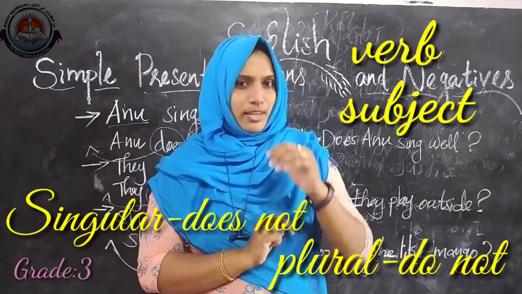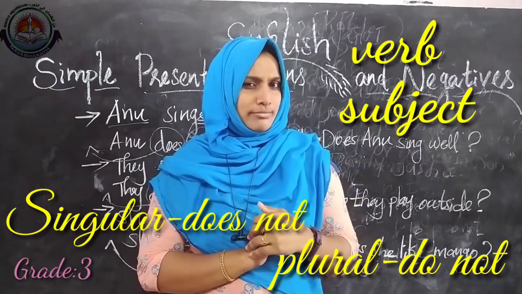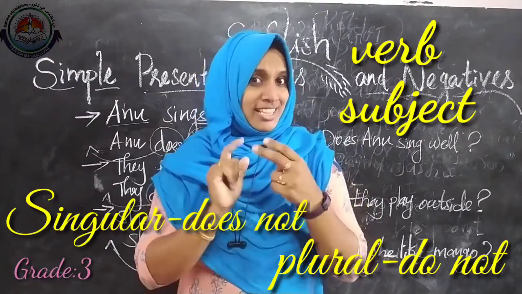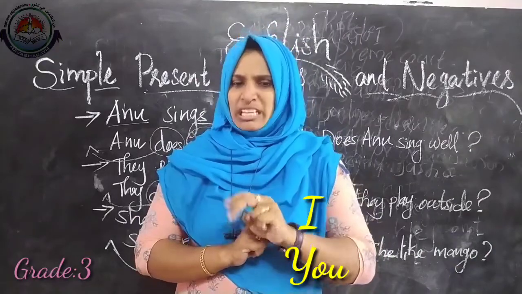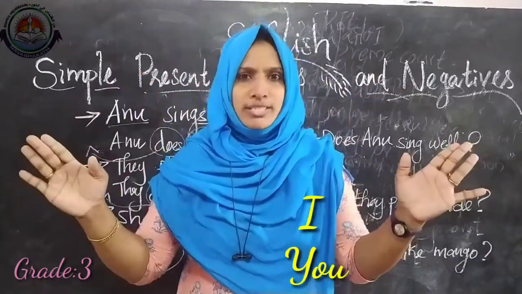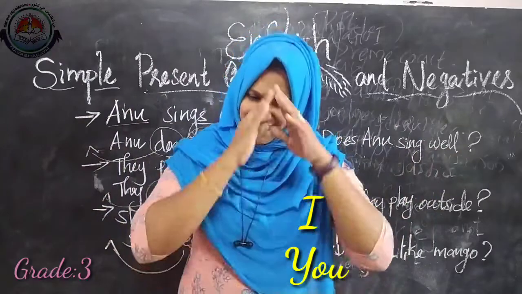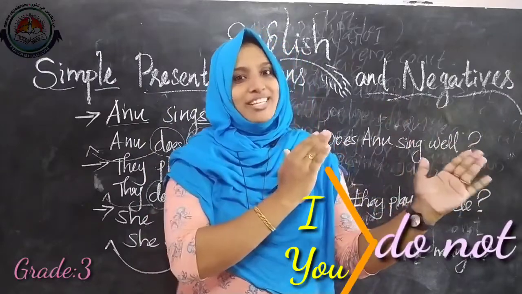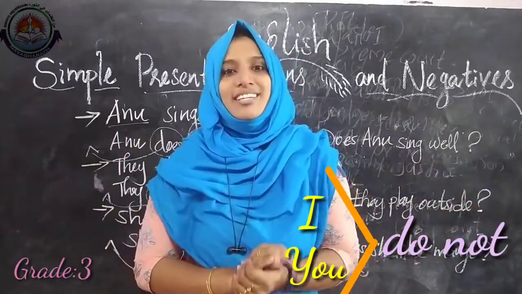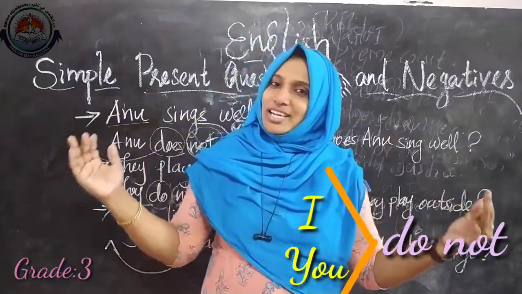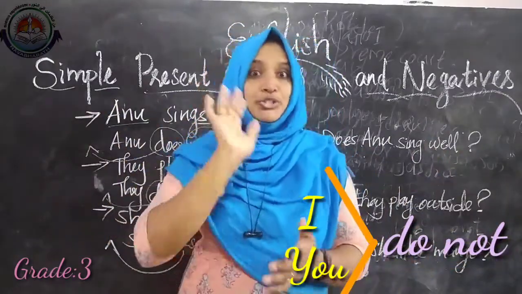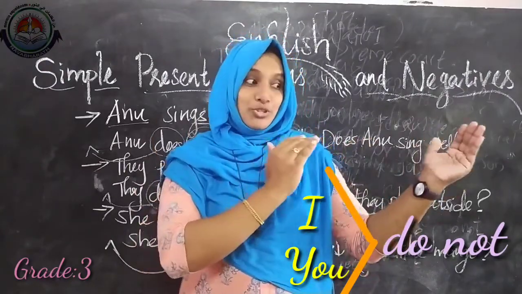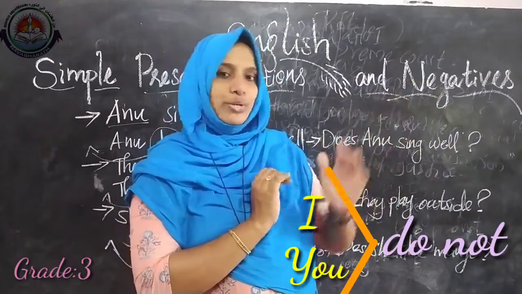Okay, children. Then there is one more case I told you, in which there are two naughty words. Which are they? Yes, they are I and you. These words are always naughty. They don't follow any rules. They don't like these rules. They will always stand with do not. I do not like jackfruit. Or I do not like coffee. Or you do not like homework. Right? So this way we will use do not with I and you.